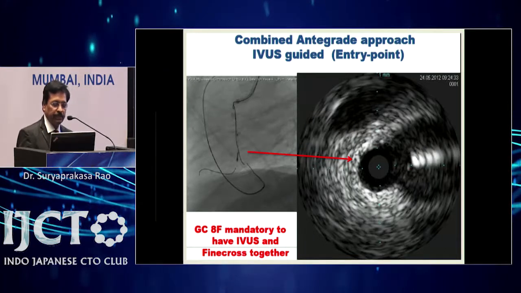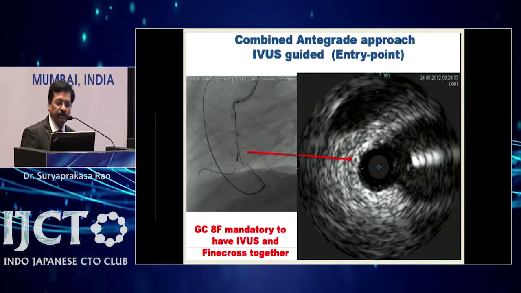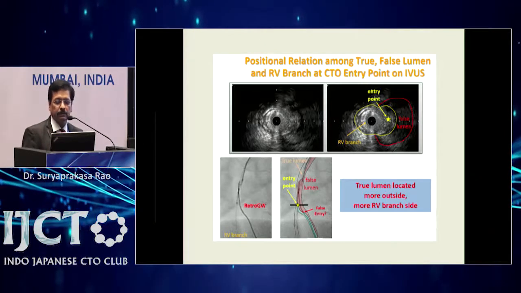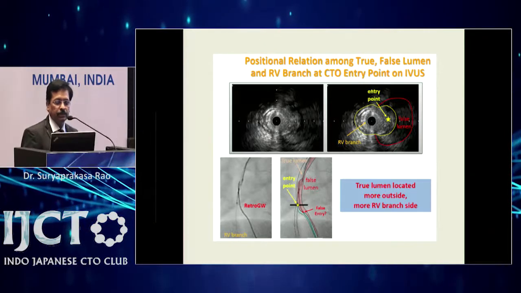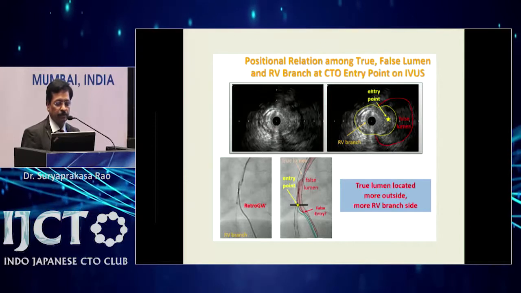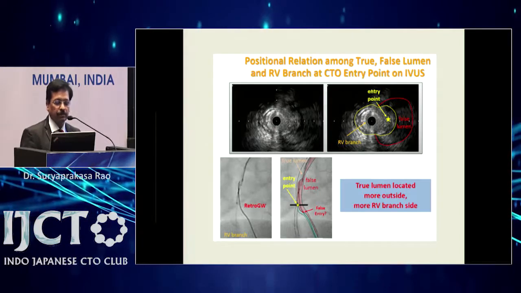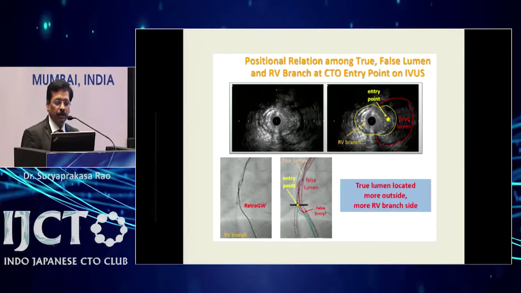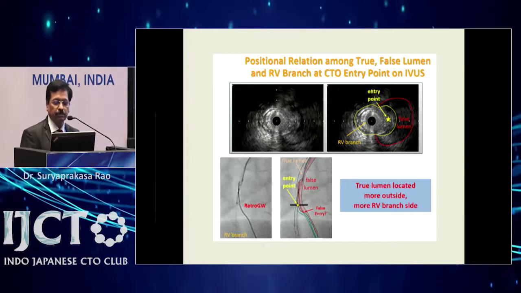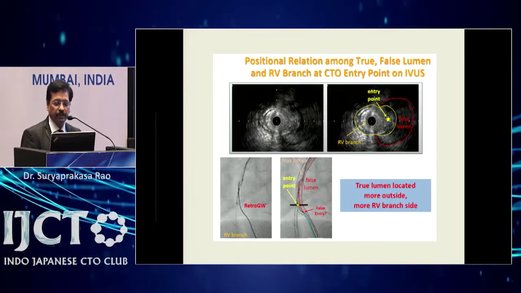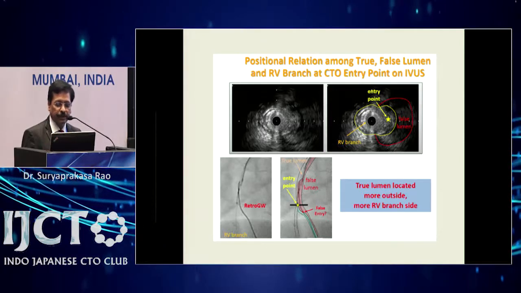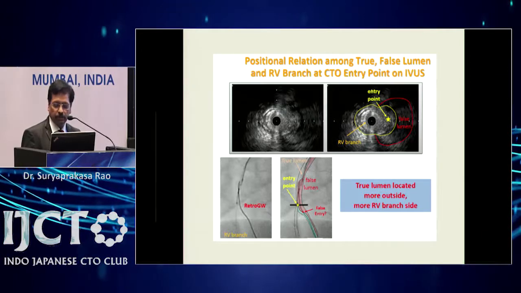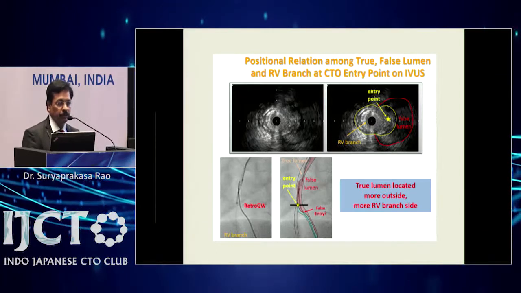So as I said, 8 French is mandatory to have IVUS and the fine cross together, which is important. Another important thing is to take a side branch as a landmark. How do you puncture with the retrograde wire? The positional relation: you have an RV branch. The RV branch comes from the true lumen, so away from it is the false lumen. When you are directing towards the RV branch, then most likely you are close to the true lumen. That's one advantage you can take.